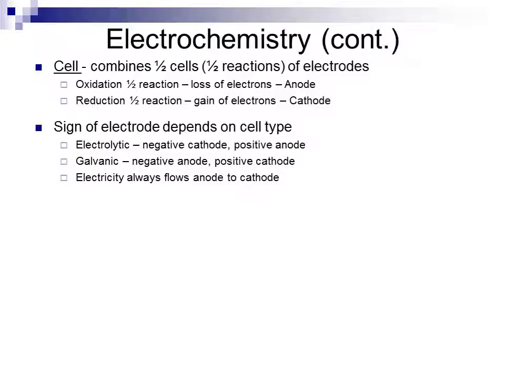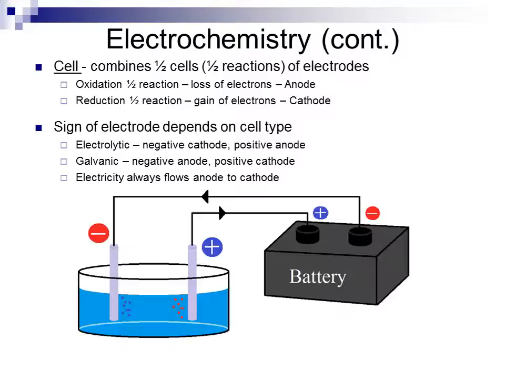Electricity will always flow from the anode to the cathode regardless of the type of cell. It's just a question of whether or not it's flowing from negative to positive or from positive to negative. If we look at this example here, we have electricity flowing from the positive end into the battery and then out the negative end. So we're flowing from positive to negative, and since we always move from anode to cathode, moving from positive to negative means that we have to be moving from a positive anode to a negative cathode and be an electrolytic cell.